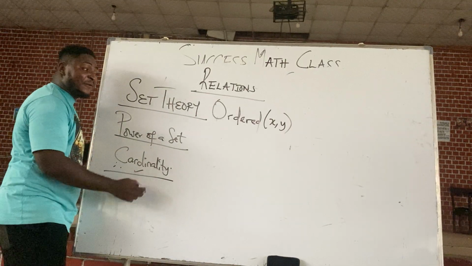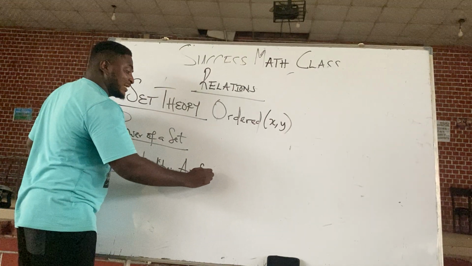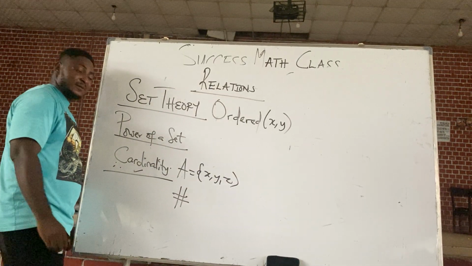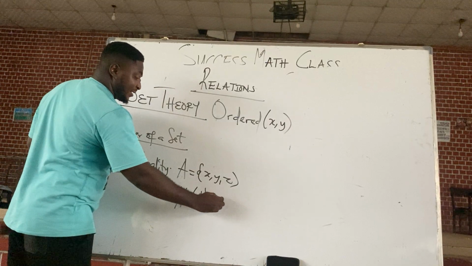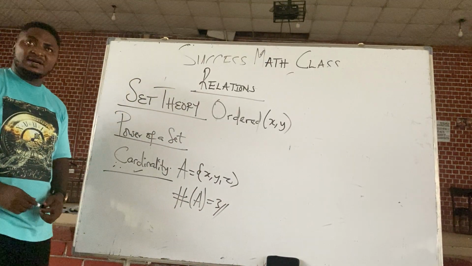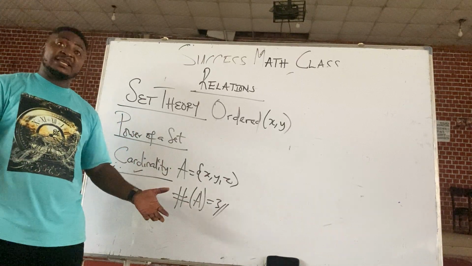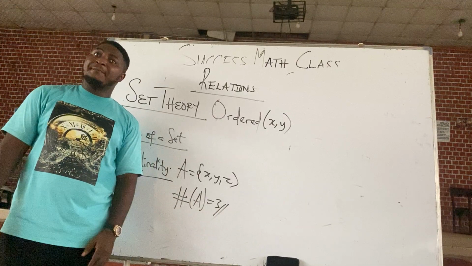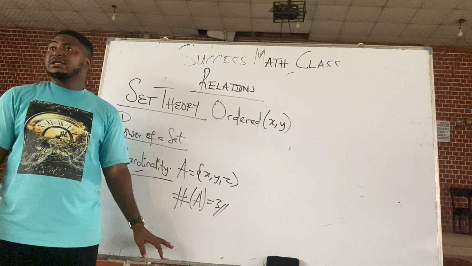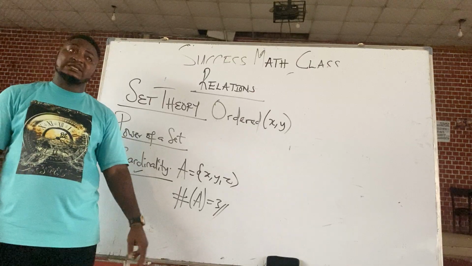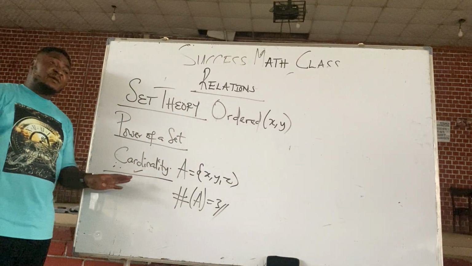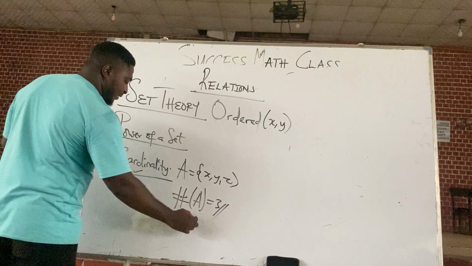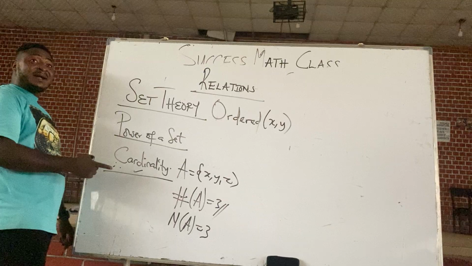Cardinality is the number of elements that can be found in a set. If you have set A as x, y, z, the cardinality of set A, the symbol for cardinality being hash, hash A is 3. Another name for elements of the set is members of the set or points of the set. You either use hash or use n(A), which is 3.